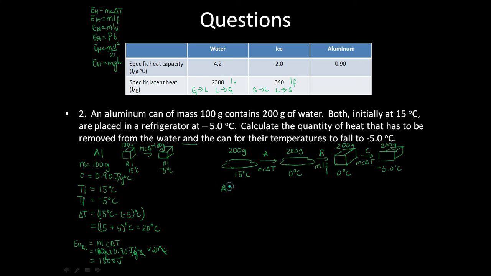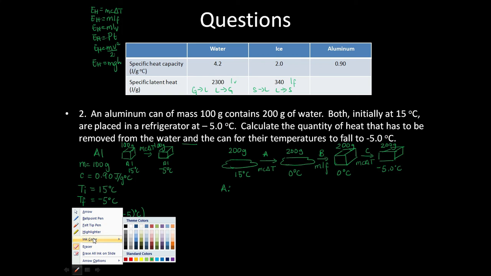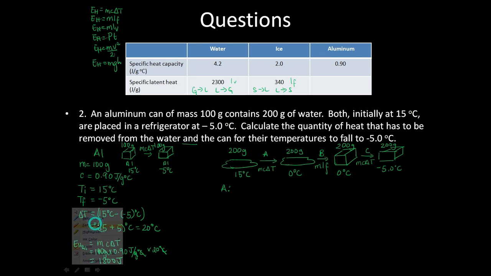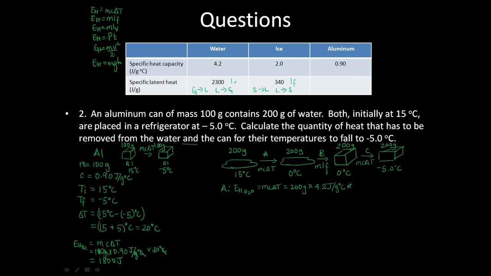And for A, we're going to have MCΔT. So that's EH. So maybe I should put the EH equal to, so you get your full points. So we don't want to show off or anything. We just want to make sure that the examiner knows that we understand what we are doing. So we have EH of the water equal to MCΔT. And so we're going to say 200 grams times the specific heat capacity of water, because we're dealing with water here, which is 4.2 joules per gram degrees Celsius. And then we're going to have the temperature change, which is 50 minus 0.